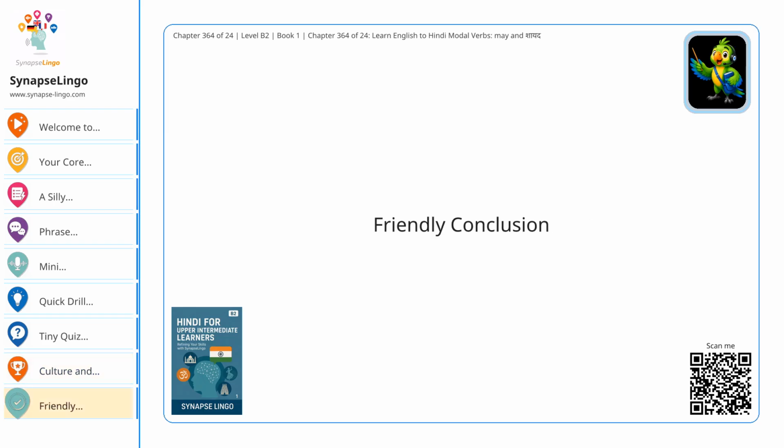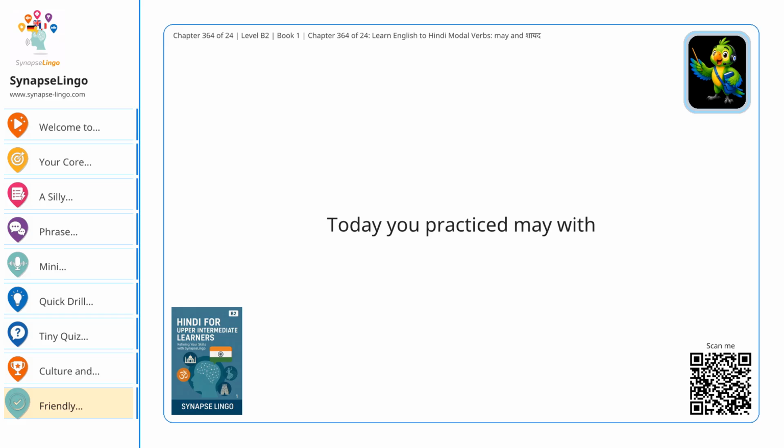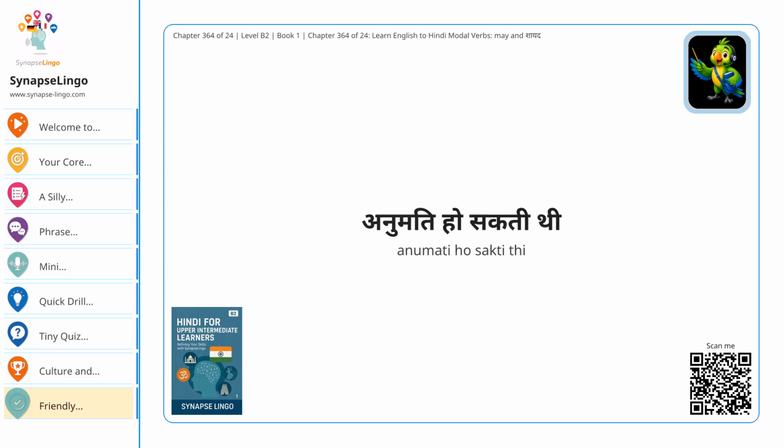Friendly conclusion. You made it through the land of permission, possibility, and glorious uncertainty. Nicely done. Today you practiced may with saknā, probably with शायद, and longer Hindi phrases like अनुमति हो सकती थी, तुम्हें अनुमति होगी, उसे शायद अनुमति है, शायद वो करेगी, हम शायद कर सके, तुम लोग शायद कर सको, and वे शायद कर सकते हैं.